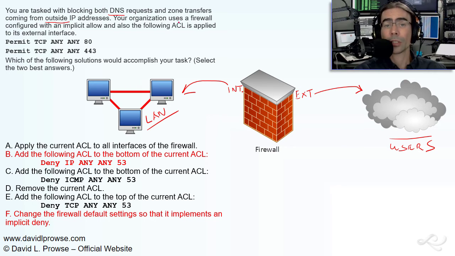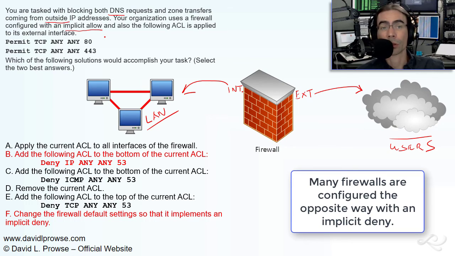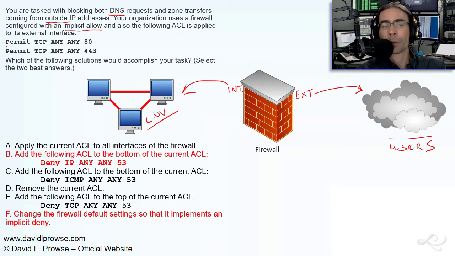Now, your organization uses a firewall configured with an implicit allow. Yikes. Well, that means implicitly everything is allowed through the firewall. That's probably not a good idea. And normally you wouldn't do that. And so that kind of leads us to one of the correct answers. But also, the following ACL is applied. We have permit TCP, any, which means inbound and outbound IP addresses on 80. So that's HTTP. And permit TCP, any, 443.